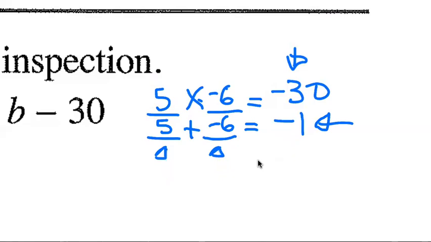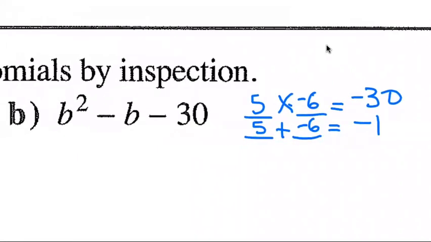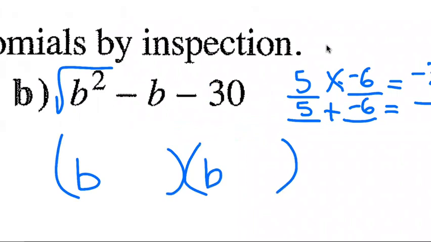Okay, so let me erase that. So now I know my numbers are 5 and negative 6. So I would go over here and say, what's the square root of b squared? That's b. B is going to go at the beginning of both of my brackets. And then my numbers are 5 and 6. Positive 5, minus 6, so plus 5, minus 6. Done, that's it. Again, it's a shortcut method. Okay.